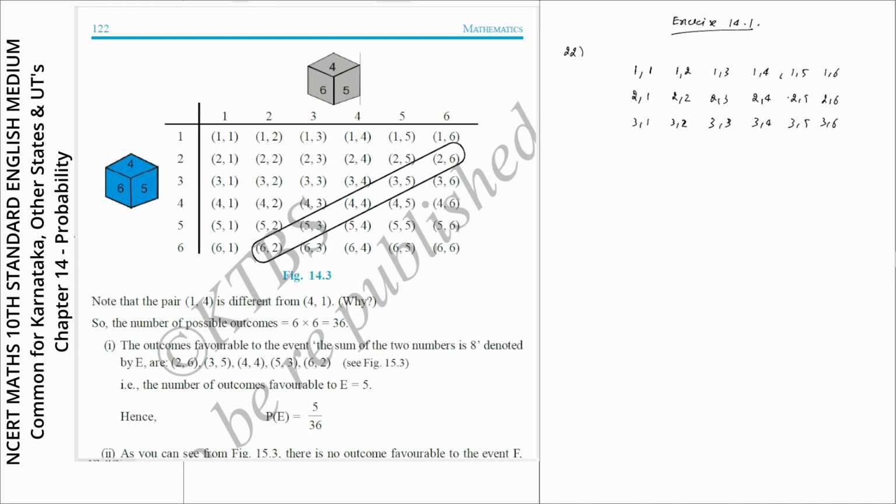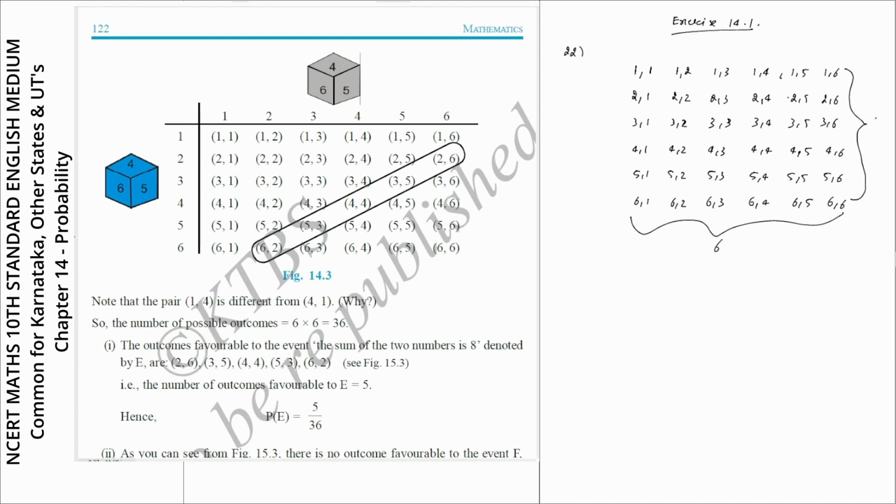Now you can see I have written all the possible outcomes. Here you can see there are 6 columns and 6 rows. Therefore, total possible outcomes is 6 into 6 is equal to 36.